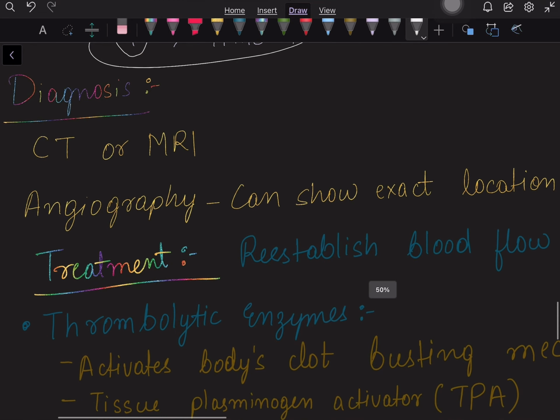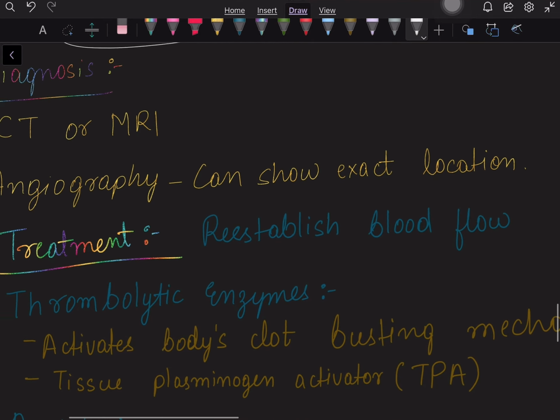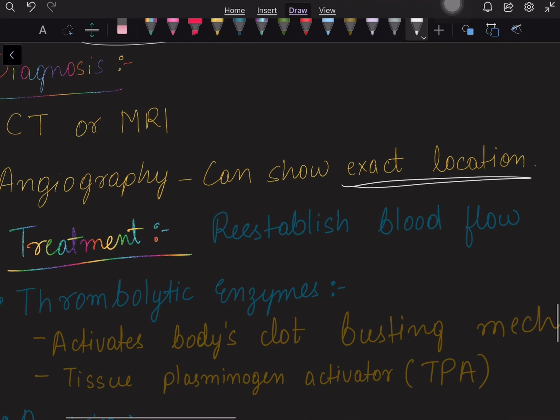Diagnosis of ischemic stroke. Diagnosis can be done by CT scan or MRI, and we can also use angiography. Angiography can show us the exact location of the stroke.